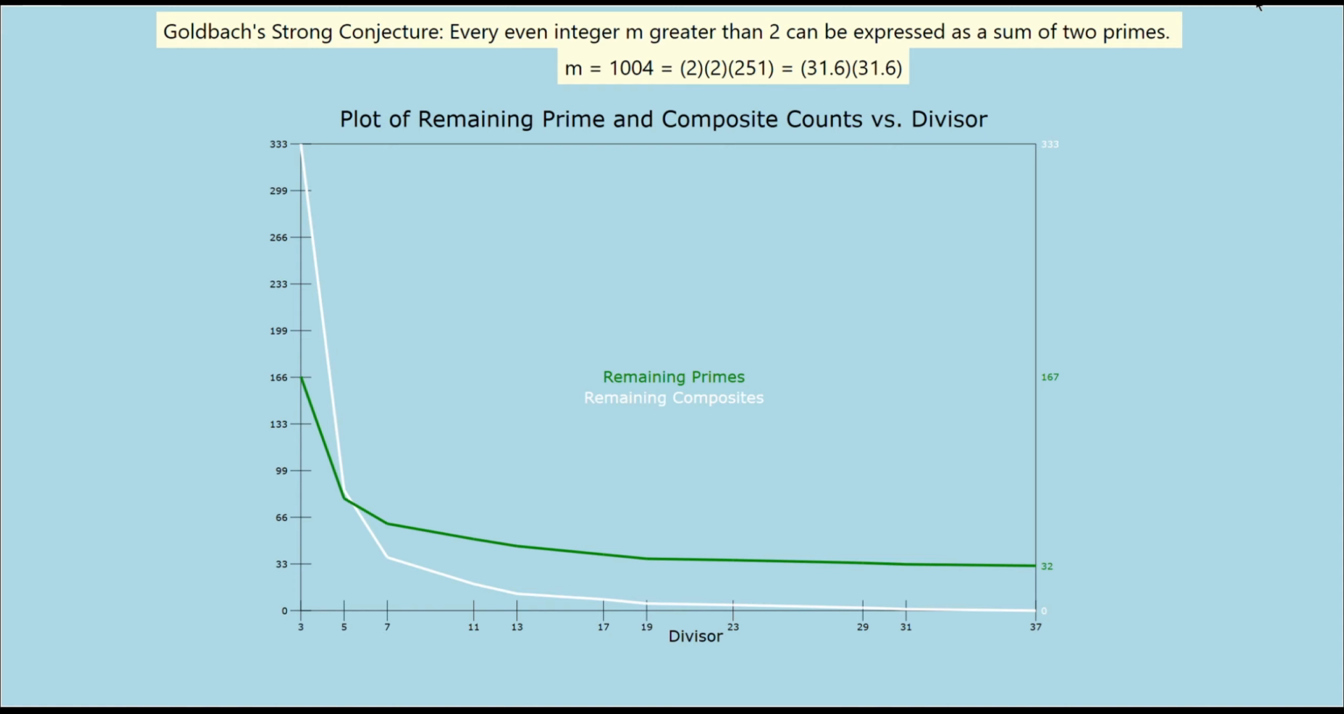In this case, the crossover occurs between divisors 5 and 7. For values of m less than 1004, the crossover may occur sooner. For values of m greater than 1004, the crossover may occur later, but the crossover must occur.